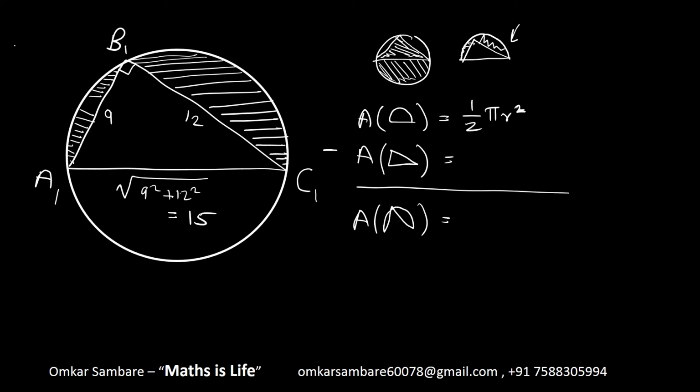Or instead of using the Pythagoras theorem, you can use Pythagorean triplets also. You can see this will fit in the 3, 4, 5 Pythagorean triplet. 3 into 3 is 9, 4 into 3 is 12, and 5 into 3 is 15. So we know A1 C1 is 15.